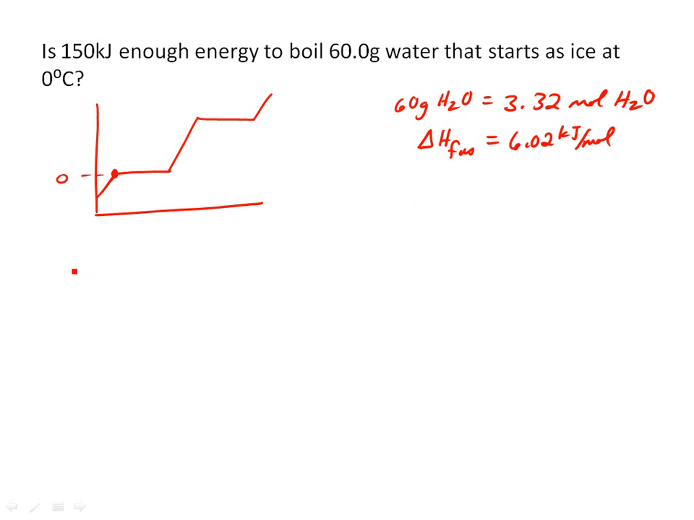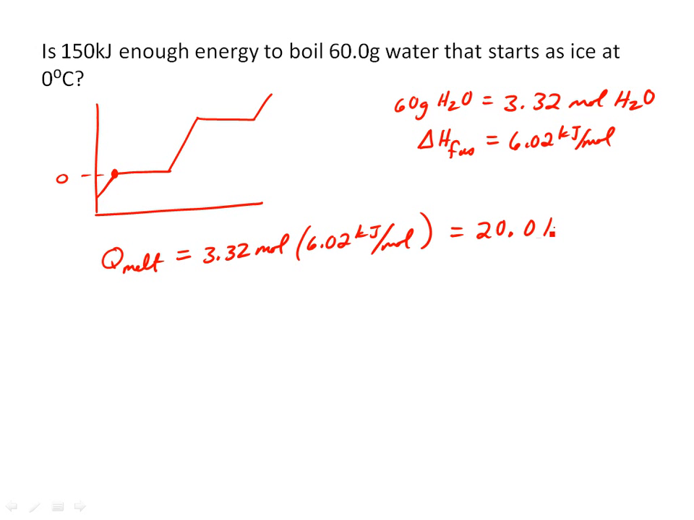All right, so let's just look at the first step. The first thing it's going to do is melt. So the energy to melt is going to be the number of moles. And again, if you're not sure of these equations, look at the units. It's energy, so we want to end up with either joules or kilojoules. With this enthalpy of fusion, I just need to multiply by the number of moles, so my moles cancel out, and I get kilojoules. That will give me 20.0 kilojoules. Then I'm going to subtract what I start with minus what I used to melt. So I have 130 kilojoules left.